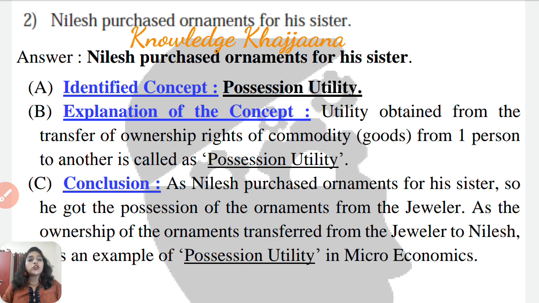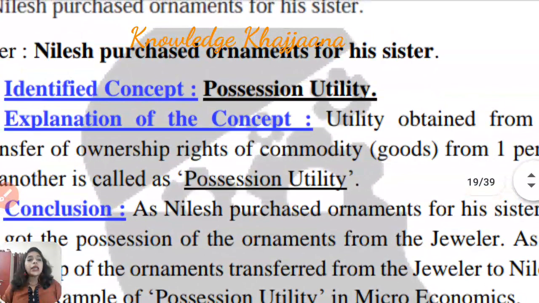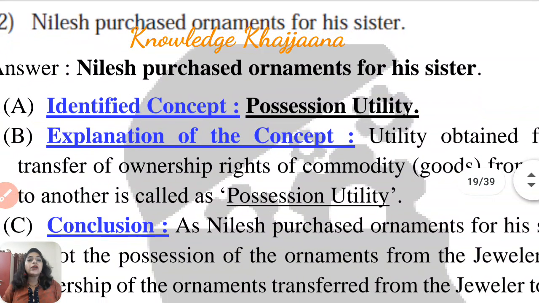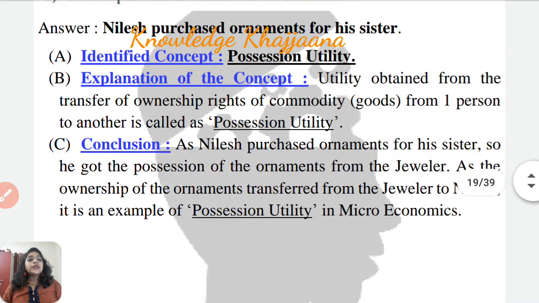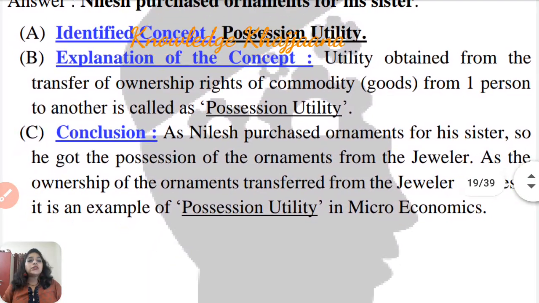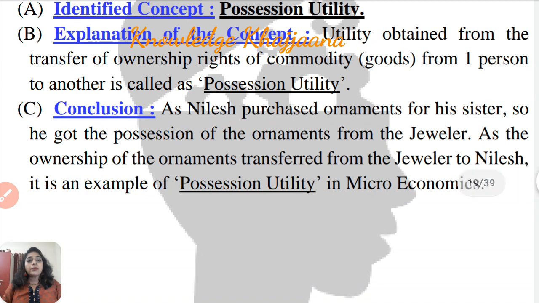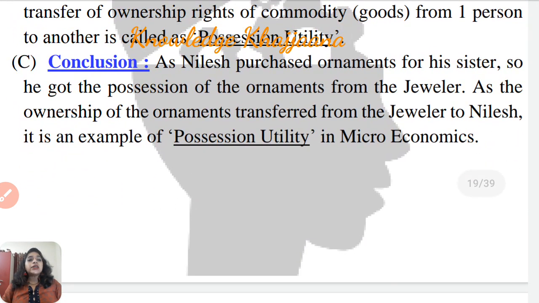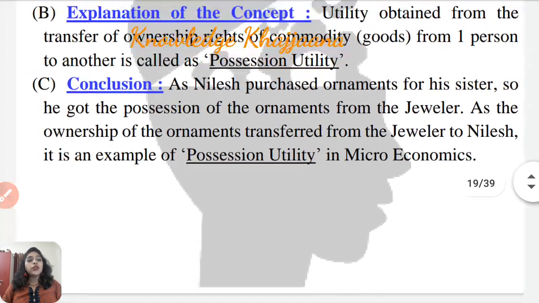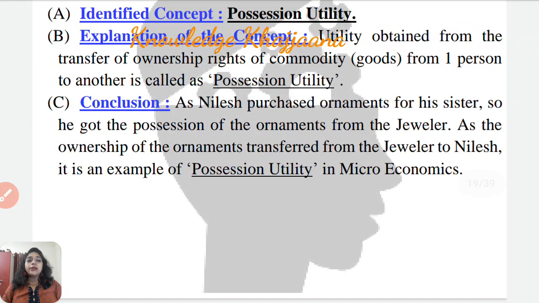When we get the transfer of ownership rights of the commodity, it is called possession utility. And how is this possession utility applicable with the statement given, that we have to write in the conclusion. As Nilesh purchased ornaments for his sister, he got the possession of the ornaments from the jeweler. As the ownership of the ornaments transferred from the jeweler to Nilesh, it is an example of possession utility in microeconomics, right?